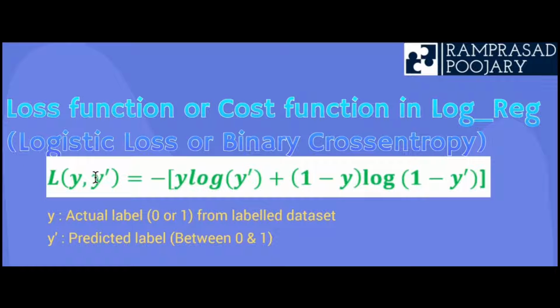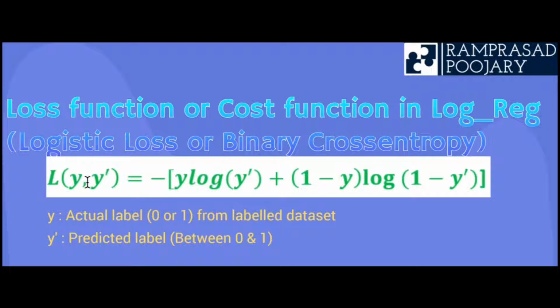Here is the loss function or cost function used in the case of logistic regression. This is called logistic loss or binary cross entropy loss. This loss function differs from the loss function which we used in the case of linear regression. In linear regression, we used mean square error, or MSE. We can't use the same loss function here because here we have a classification problem. Therefore, we have a different loss function, that is logistic loss or binary cross entropy. This is one of the loss functions used for classification.